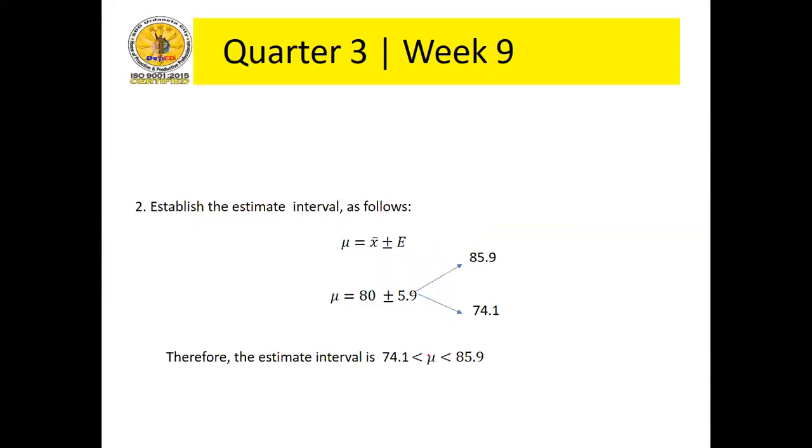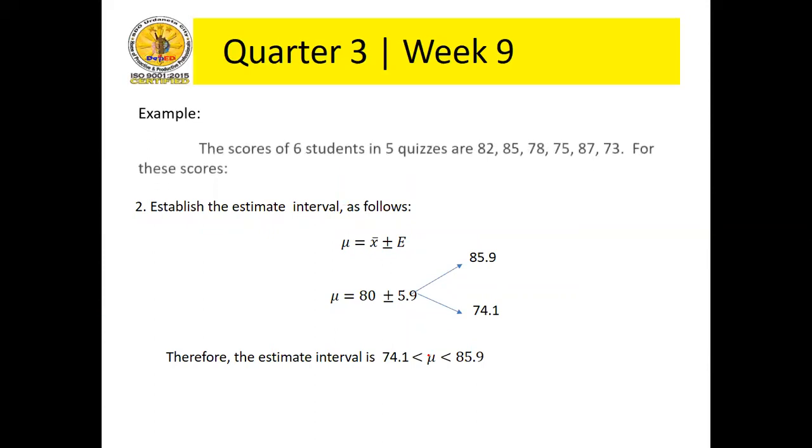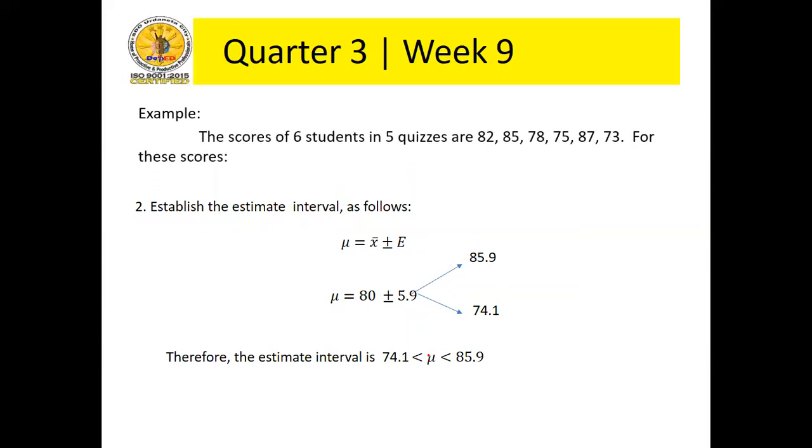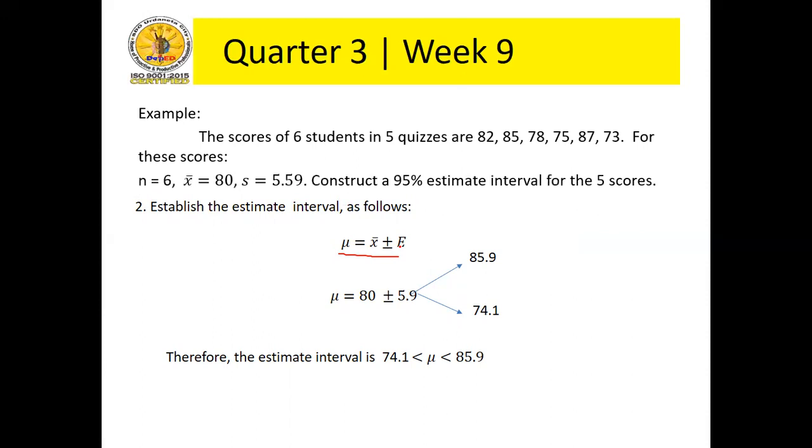Now, let us go back to our example. After finding the margin of error, we establish the estimate interval as follows. The population mean equals the given sample mean plus and minus the margin of error that we have already computed. As we know, we have already established that the value of the sample mean is 80. That's why you have this 80.